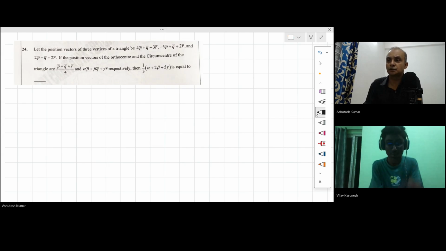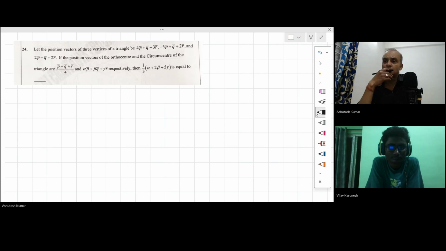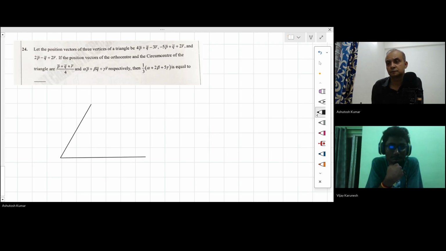5q plus q plus 2r. If the position vectors of the orthocenter and the circumcenter of this triangle are this and this respectively, then this. So what you do is, a triangle is given here, not necessarily right-angled. Equilateral? Have they given equilateral? No, sir.